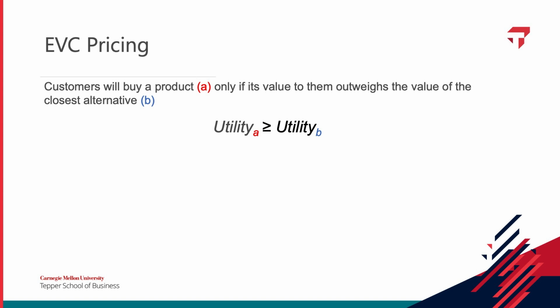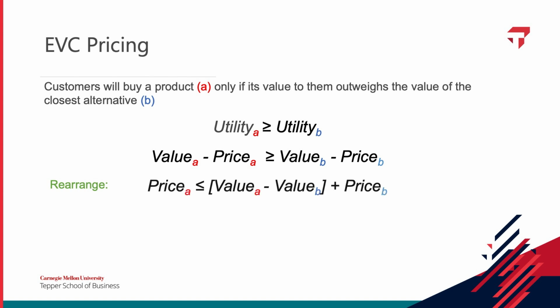We would say that the utility that a consumer derives from product A, my product, must be greater than or equal to the utility of the nearest competitor, product B. We can decompose utility and simply say that utility is value minus price. So the value of my product provided to consumers minus the price of my product is the utility that someone gets, and the same for the competitor. And then we can rearrange those to solve for price of my product, because ultimately that's what we're trying to answer. And when we do that, we get this inequality.